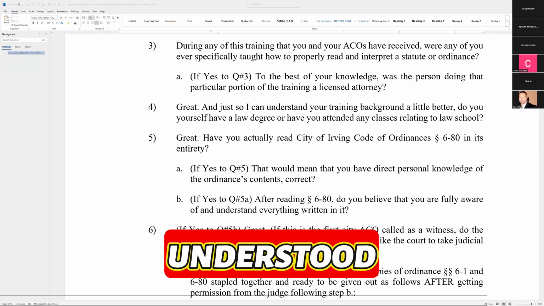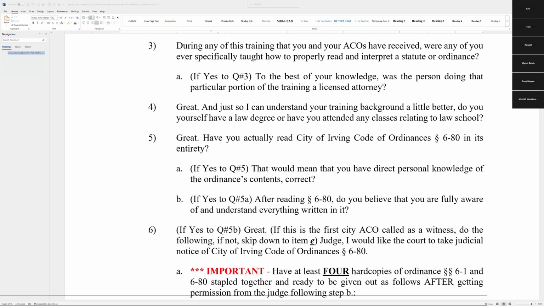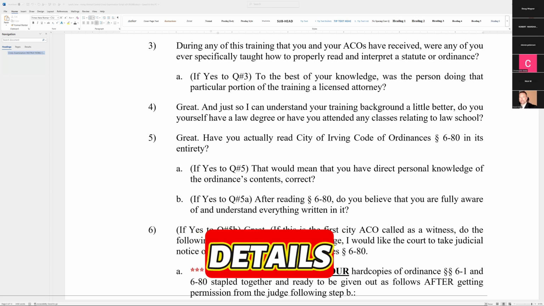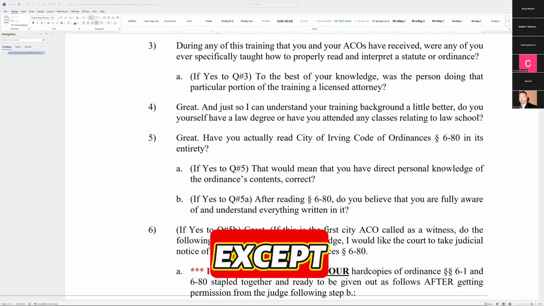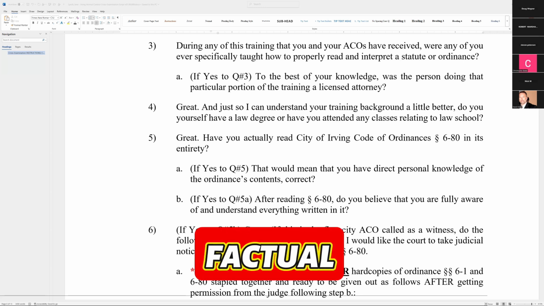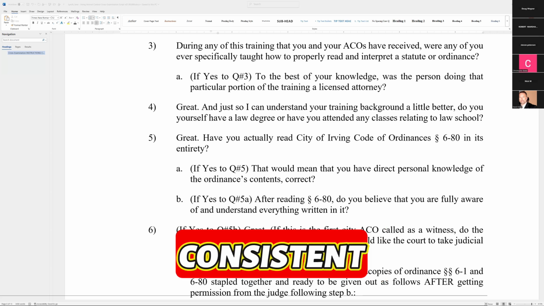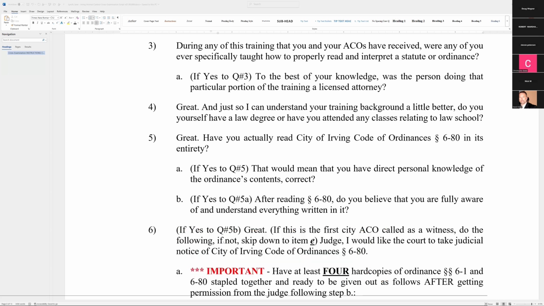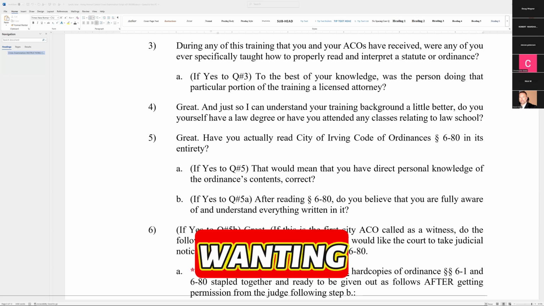I just want to make sure I understood this. There was an element that was missing on her charges. No, there are factual details missing in support of the elements of her charges. The elements are there except for the specific factual details that support an actual offense consistent with those elements. Which they say they don't have to have. They say they don't have to have, but they're wrong. Right. Well, I was just wanting a clarification.